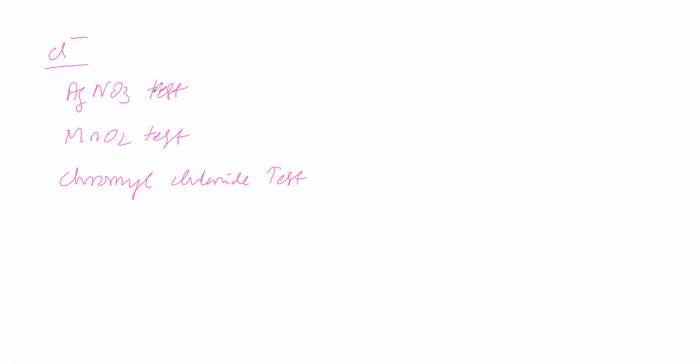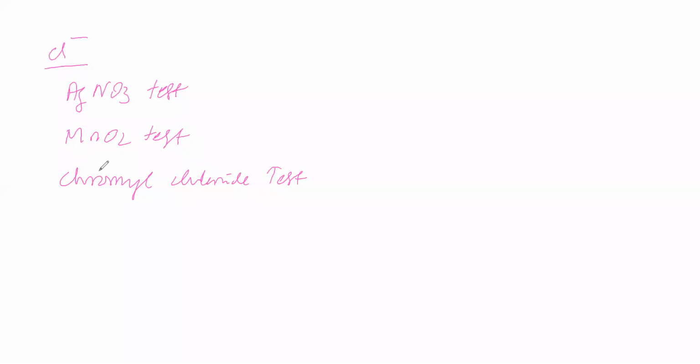So for silver nitrate test, we are taking sodium carbonate extract. For MnO2 test, we are taking chloride salt directly, not sodium carbonate extract. For chromyl chloride test, we are taking chloride salt directly, not sodium carbonate extract. So in this chloride confirmatory test, here we are taking sodium carbonate extract, but in these two cases, sodium carbonate extract we are not taking.